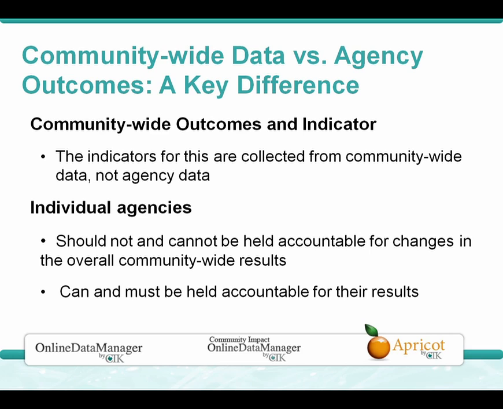But at the same time, they can and must be held accountable for their results. So if they said 80% of the kids in their program are going to graduate from high school, then they need to track that result and make sure that that does occur and that they are doing their best to make sure they achieve those results. But they shouldn't be held accountable individually for changing the overall graduation rate at a high school, because it takes more than just individual agencies and programs to do that.